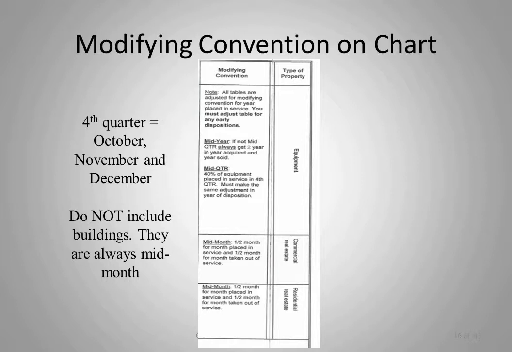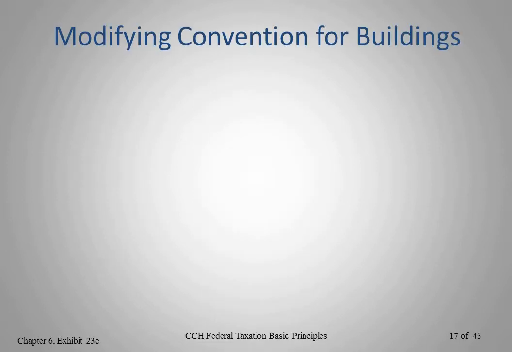When you're dealing with equipment, you test for mid-quarter, you run the math, and if it is not mid-quarter, if you did not place more than 40% in, then it will be mid-year. But your first test is to see whether or not you meet the fourth quarter rule before you determine that it might be mid-year. Our fourth quarter will always be October, November, December. Do not include buildings in your test for mid-quarter. They always use the half-month convention. So you get a half a month for the month you place it in service. And there are mathematical examples coming up.